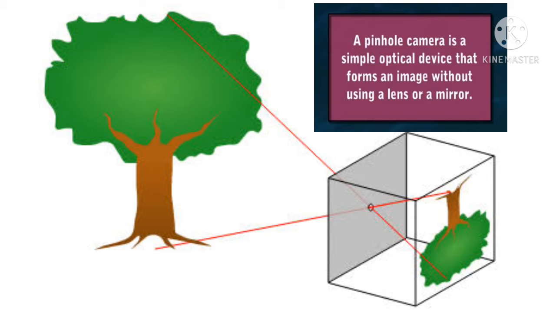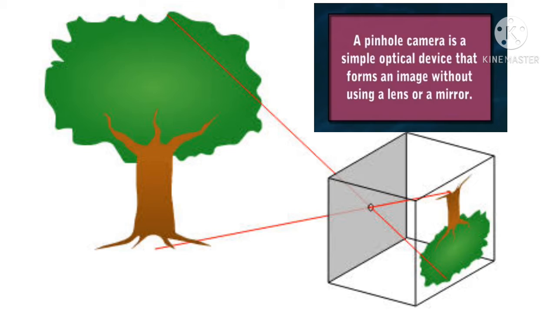The main characteristics of the image in a pinhole camera are as follows. The image in a pinhole camera is inverted as compared to the object. The image in a pinhole camera is real because it can be formed on a screen. The image in a pinhole camera is of the same color as the object. The image in a pinhole camera can be smaller than the object, or equal to the object, or bigger than the object.